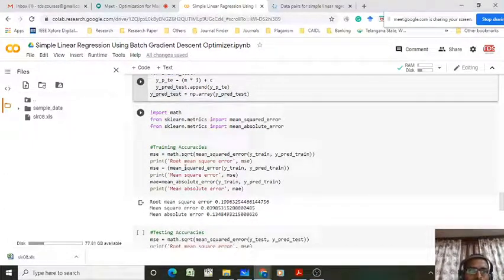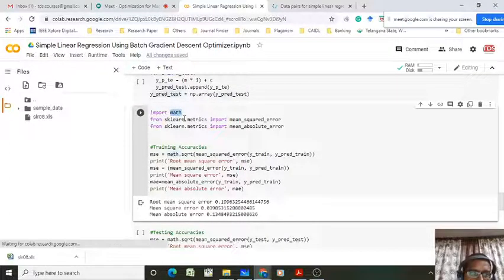Later, this is for calculating the error metrics. I am importing math, and from sklearn metrics I am importing the methods mean squared error and mean absolute error. These methods help us calculate the mean square error, which is 1 by ns into sigma i equal to 1 to ns of yi actual value minus yi predicted value, whole square.